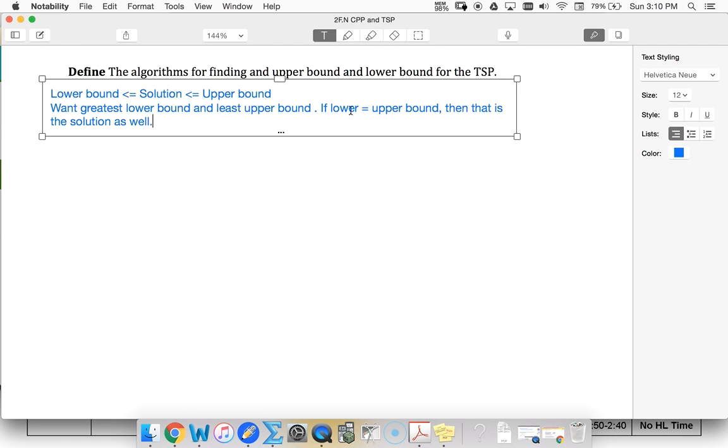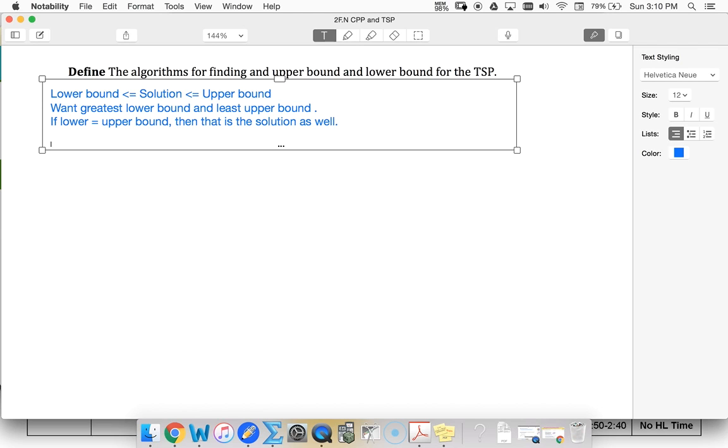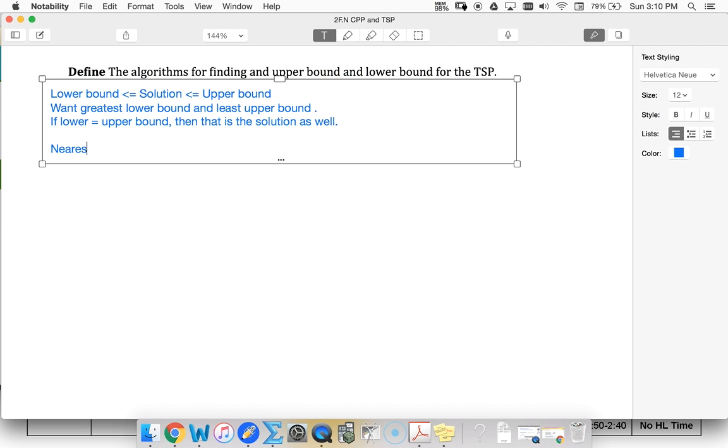So that's if we're super lucky, and sometimes the IB is going to contrive problems such that that's the case, because they're going to want to test that you understand what all of these concepts are. So let's start with the upper bound. So we use the nearest neighbor algorithm to find upper bound.